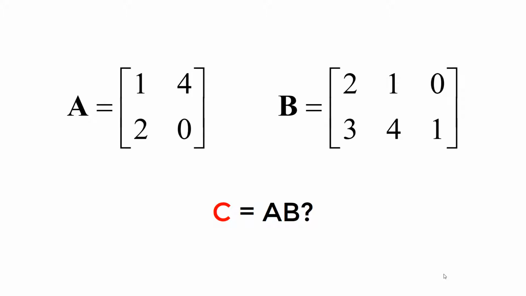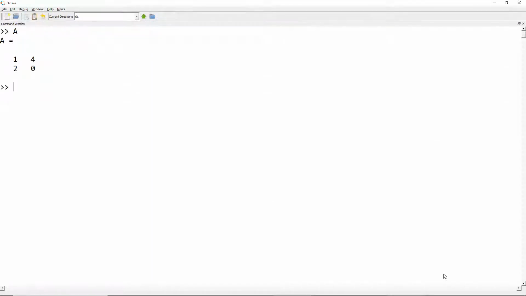What if we have 2 by 2 matrix A and 2 by 3 matrix B and want to calculate matrix multiplication? First of all, is it possible to calculate? The answer is yes. The column size of matrix A is 2, which is the same as the row size of matrix B. In Octave Matlab, we create matrix B and calculate the matrix multiplication as C equal to A star sign B.